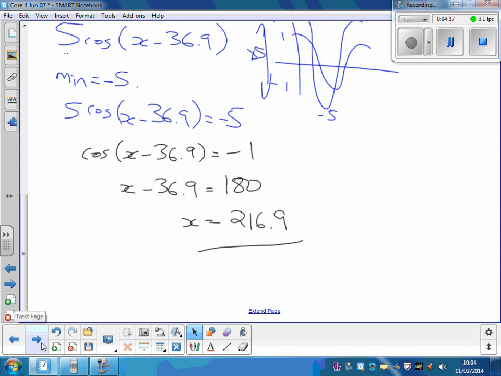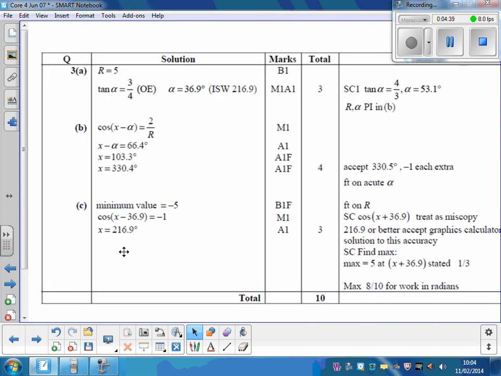God, it's a long one again, isn't it? There's the mark scheme for it. 10 marks. All done.